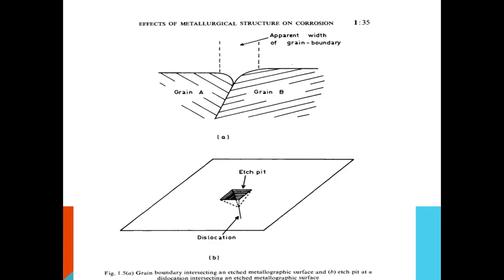Effect of metallurgical structure on corrosion. Apparent width of grain boundary and its interaction with dislocations: the grain boundary has a high energy state and more reactivity. Grain boundaries have a high energy state and more reactivity with the environment.